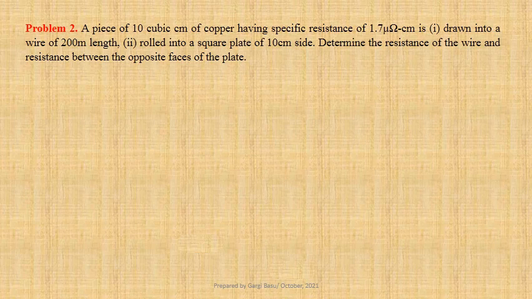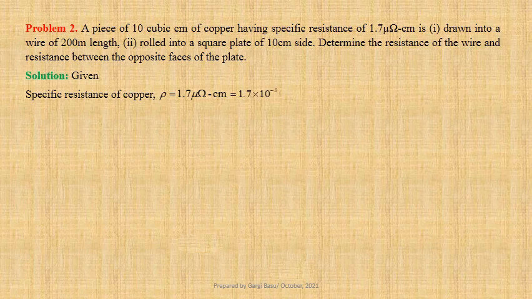Let us first write down the given data. Specific resistance of copper rho equals 1.7 micro ohm centimeter, that is equal to 1.7 into 10 to the power minus 8 ohm meter. Volume of copper, vol equals 10 centimeter cube, that is equal to 10 into 10 to the power minus 6 meter cube.